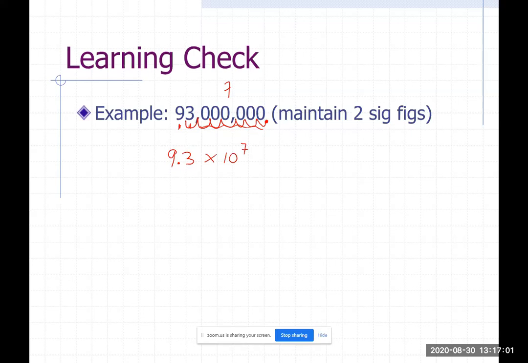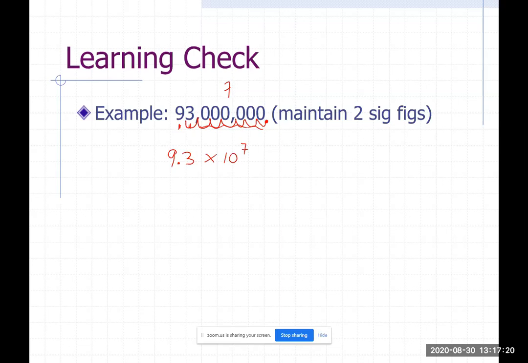And we look at the 93 million and we know that that number is greater than 1. So therefore our exponent is going to have a positive sign on it. So 9.3 times 10 to the 7, representing again our significant figures, which are just the 9 and the 3.